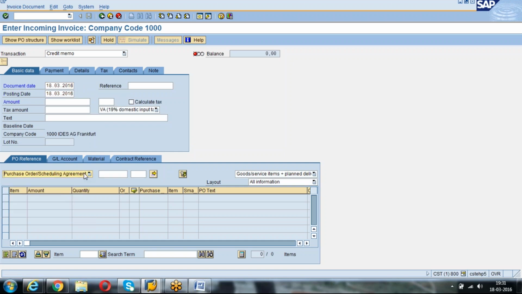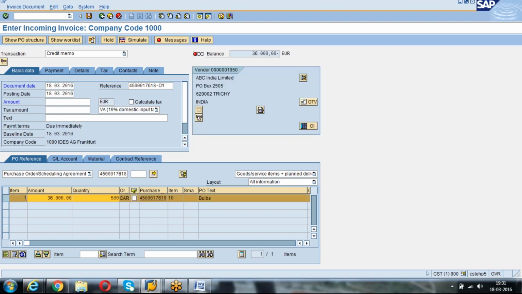The credit memo also can be created against the PO. Credit memo. Give the PO. See, as per the PO reference, the entire quantity has come. If you want to reverse the entire 500, you can create the credit memo for 500 quantity. Otherwise, you have only 300 or 200 quantity you want to create a credit memo for, which means all materials are good, only 50 materials were damaged.